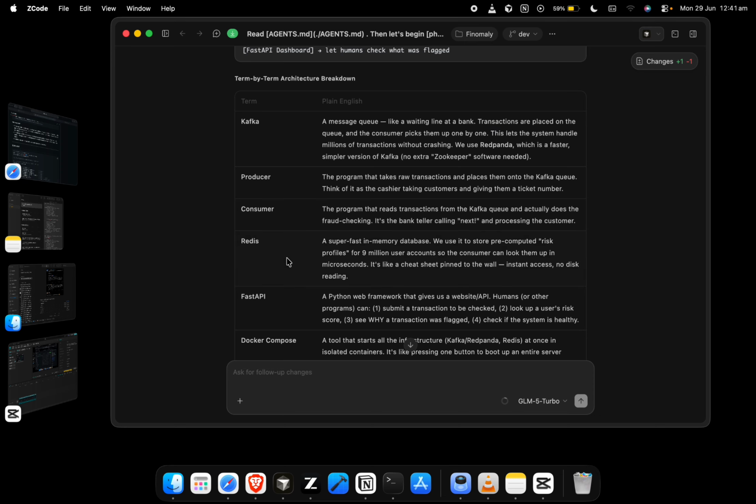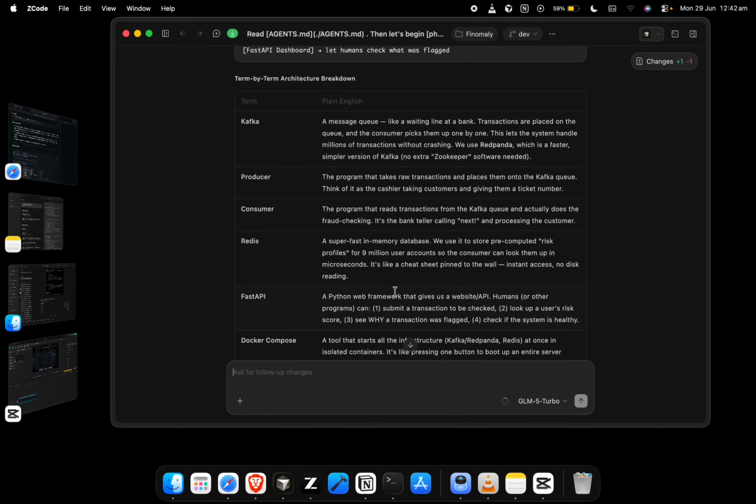Redis is a super fast in-memory database. We use it to store pre-computed risk profiles for 9 million user accounts, so the consumer can look them up in microseconds. It's like a cheat sheet pinned to a wall, instant access. So basically we are going through 9 million records, and we have Redis to make searching and indexing faster.